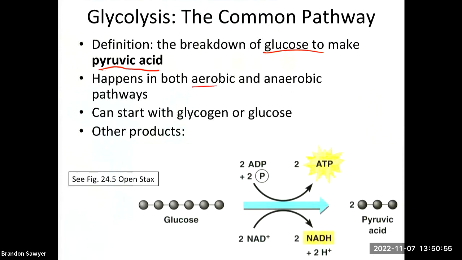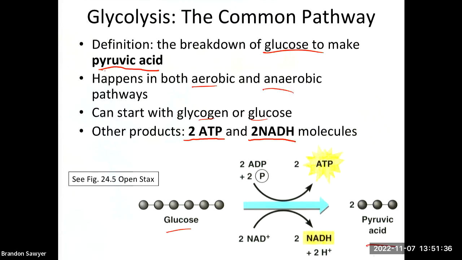It happens in both the aerobic system and the anaerobic pathways, and it can start with glycogen or glucose. It's technically called glycogenolysis when we start with glycogen, but don't worry too much about that for this class. The other things that come out of it are two ATP molecules formed directly in this part, and then two NADH molecules, and we'll talk about the importance of those coming up. Those are the key parts that will help us make most of our ATP at the end of the aerobic system. So glucose to pyruvate, that is glycolysis.